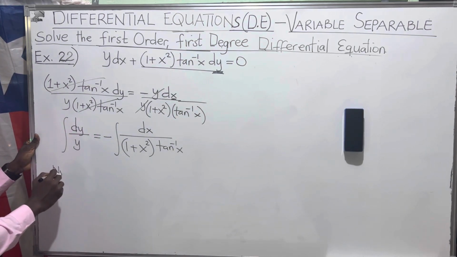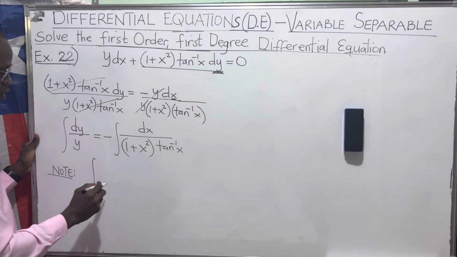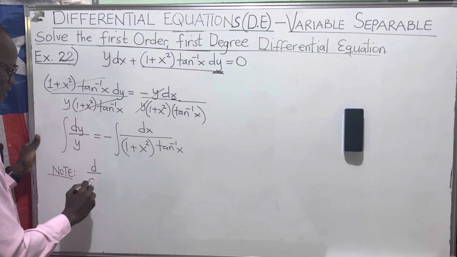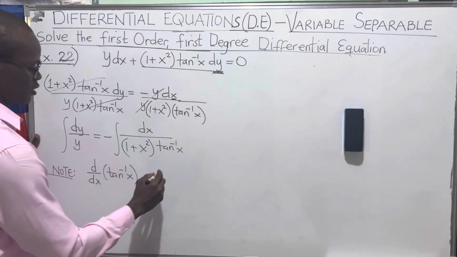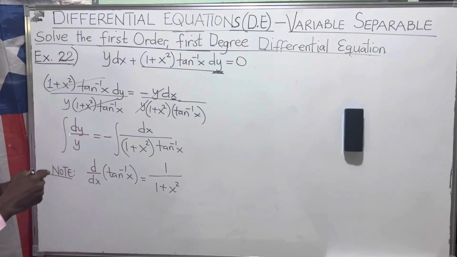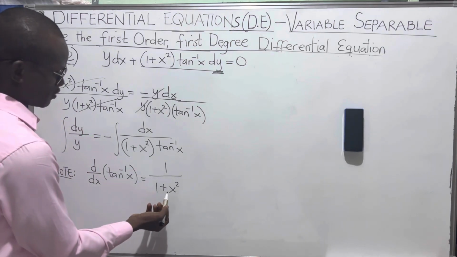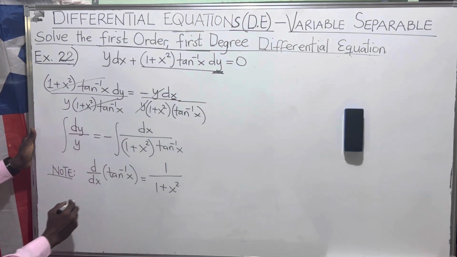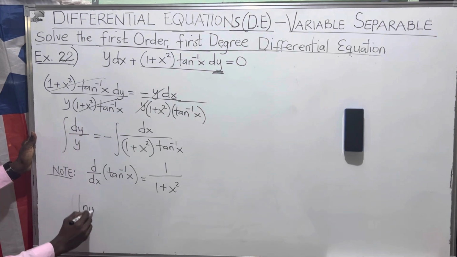Now note that d by dx of tangent inverse of x is equal to 1 over 1 plus x squared. So this is the derivative of tangent inverse of x. Since this is the derivative of tangent inverse of x, and we carefully look at this right hand side expression, the integral of the left one is just ln of y.